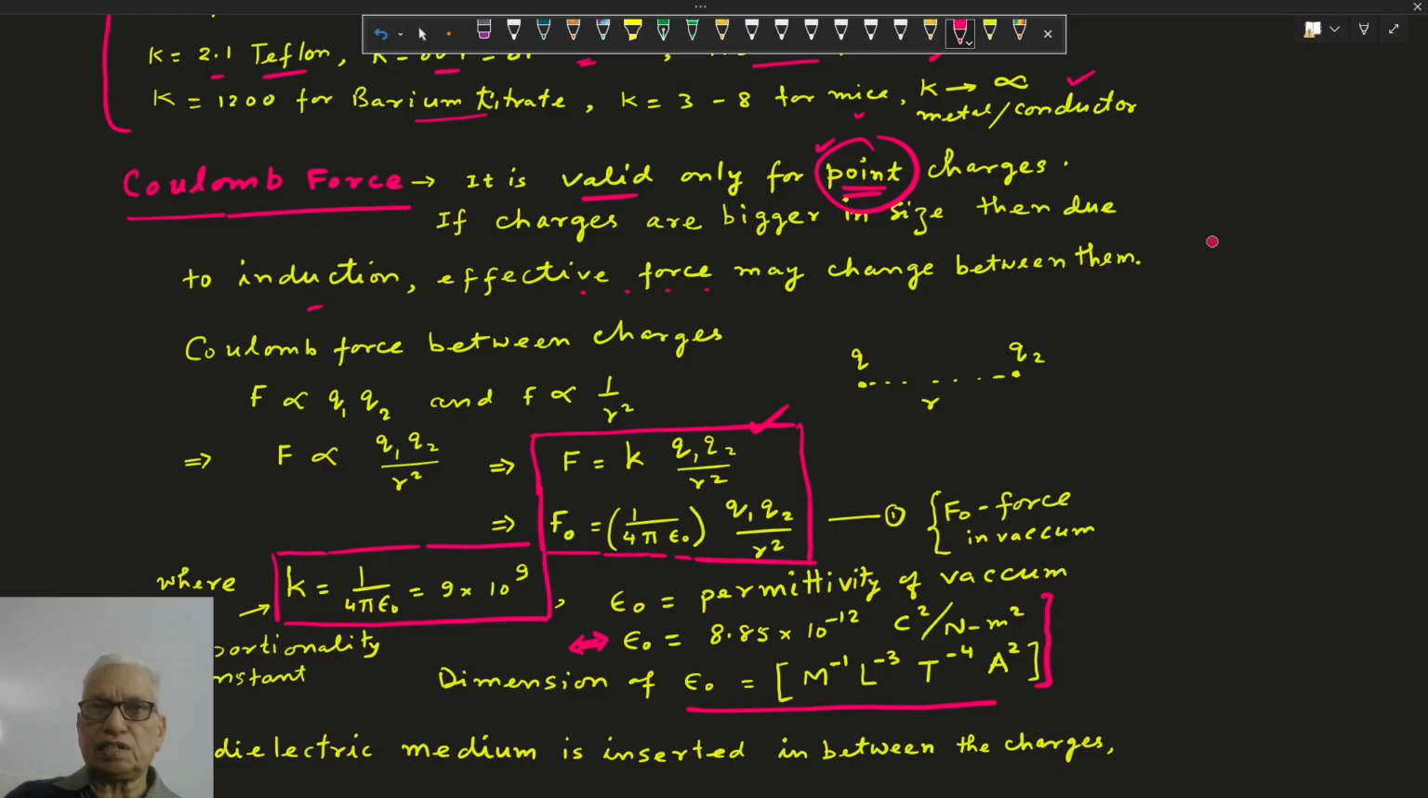Coulomb force is directly proportional to the product of the charges and inversely proportional to the square of the distance. Combine them, putting the proportionality constant K, it is 1 upon 4 pi epsilon naught.